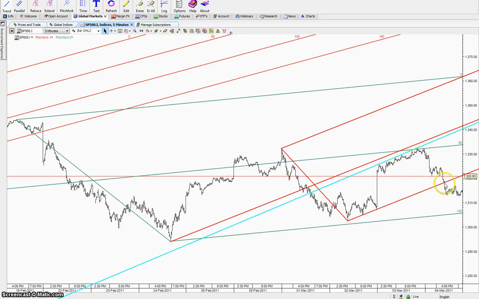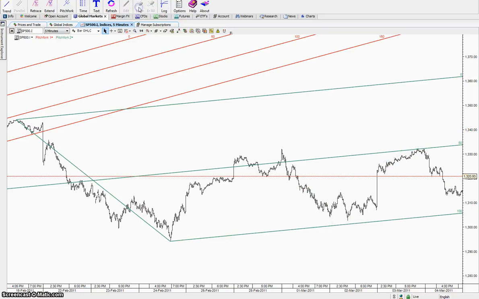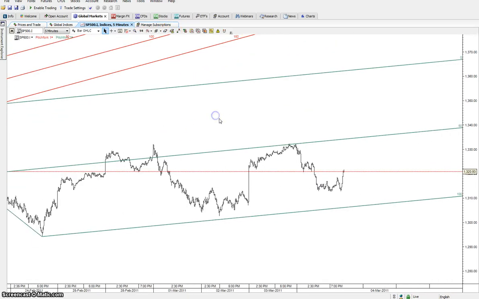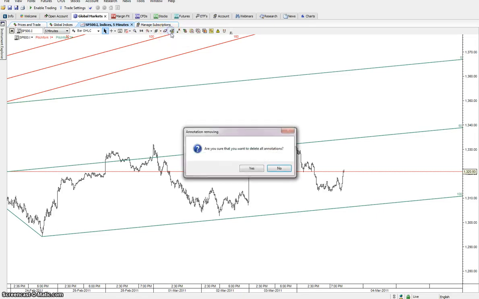We get a breakdown here, so we'll just draw another pitchfork on that. Just get rid of some of this stuff. Get rid of those ones, we don't need them. I don't think we need them anymore. Oh, we're at the end. Okay, so I'll get rid of everything.